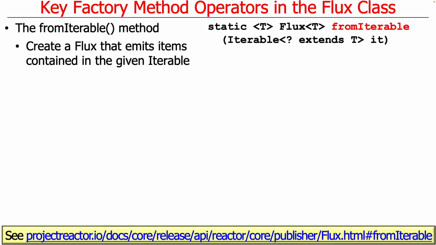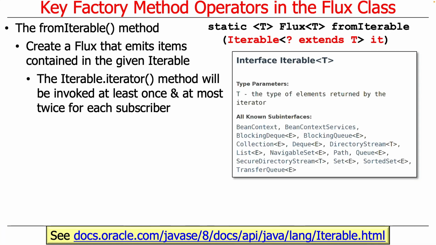Let's talk about fromIterable. This creates a Flux that emits the items that are contained in the given iterable passed as the one and only parameter. So here's the iterable. Remember, Iterable is an interface that things like lists and sets implement. And a little trivia: the iterable's iterator method will be invoked at least once and at most twice for each subscriber. This can be a little surprising. I just mentioned it because it burned me a couple times. Most of the time, you don't really care about it.